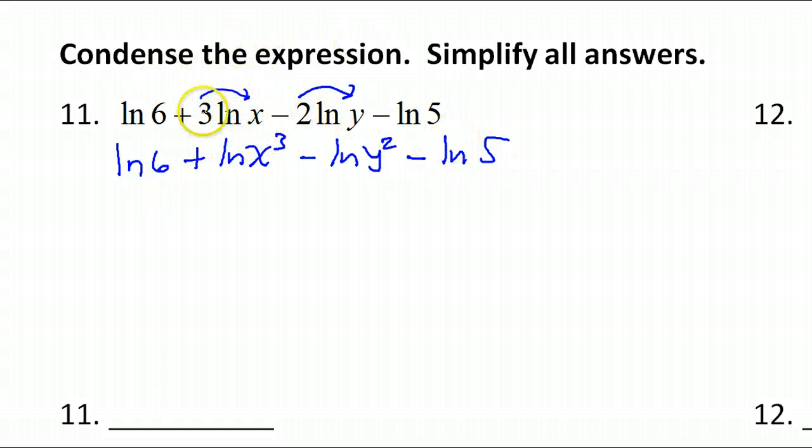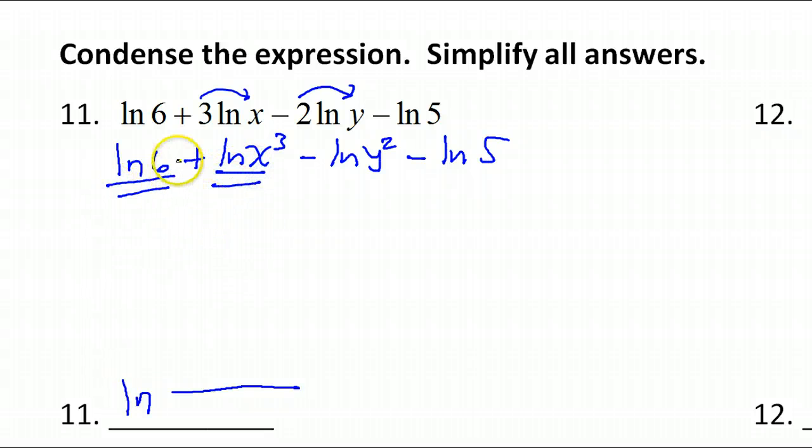Now, when you condense, you're only going to have one log. So all these 4 terms are going to turn into one term. Natural log. Now I see I have positives and negatives, so right away I know it's going to be a fraction. Any positive term is going to contribute to the numerator, and any negative term will contribute to the denominator. So I've got 2 positive terms, right here and right here.